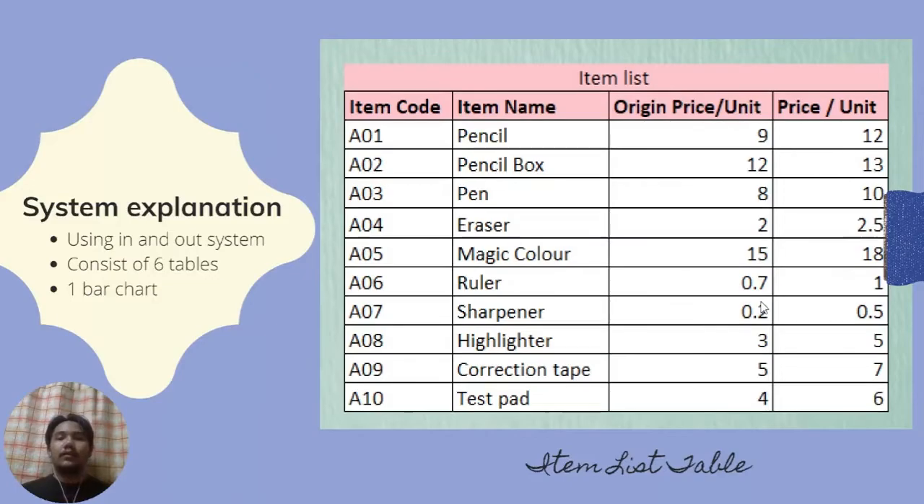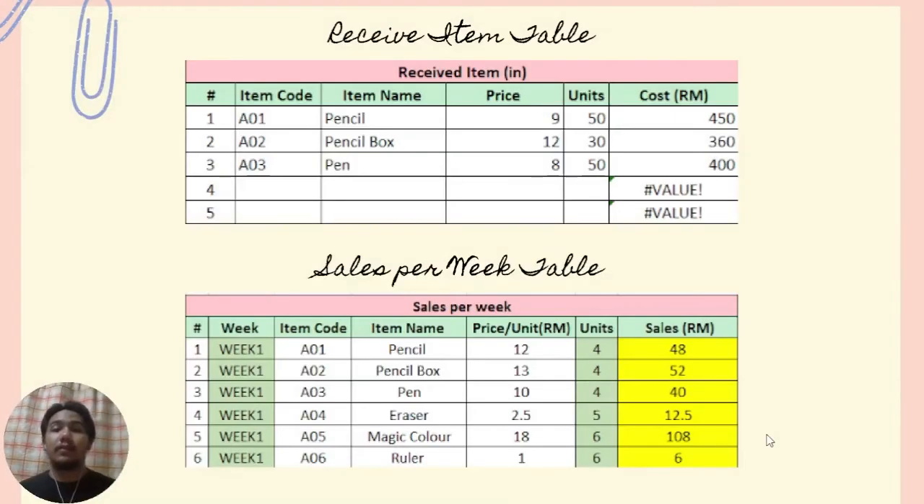Thank you. Assalamualaikum. For our system, we are using an in and out inventory system using Excel that will track our data. Our system consists of 6 tables and 1 bar chart. This is the first table, which is the item list table. This table shows the list of items available in our stock. The next table is the receive item table. This table shows how much incoming stock will be received.